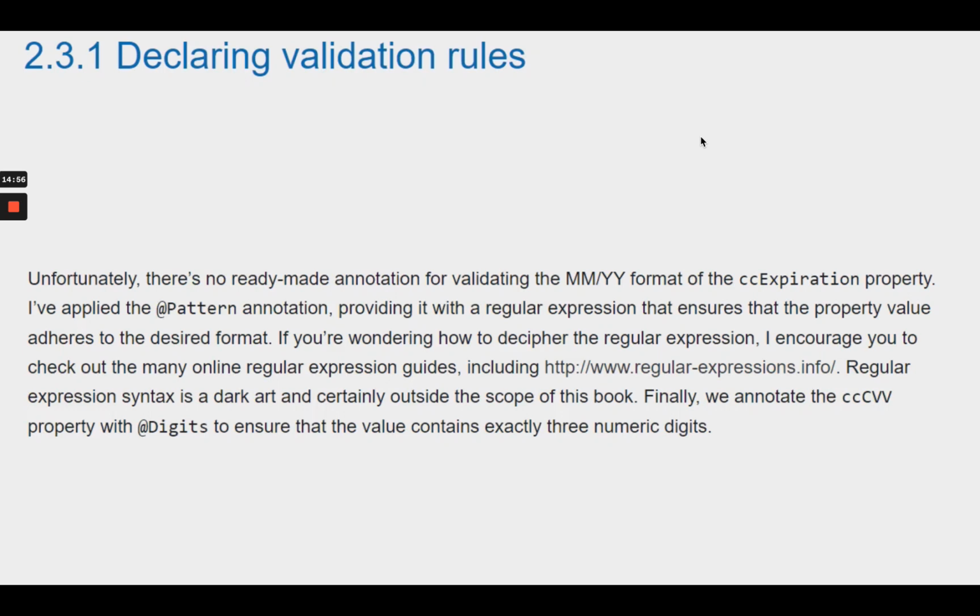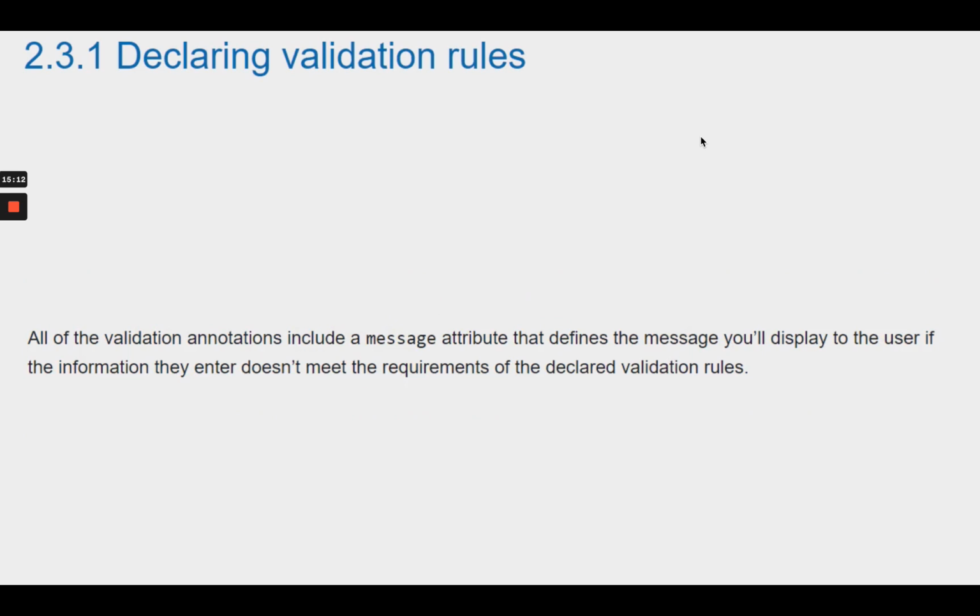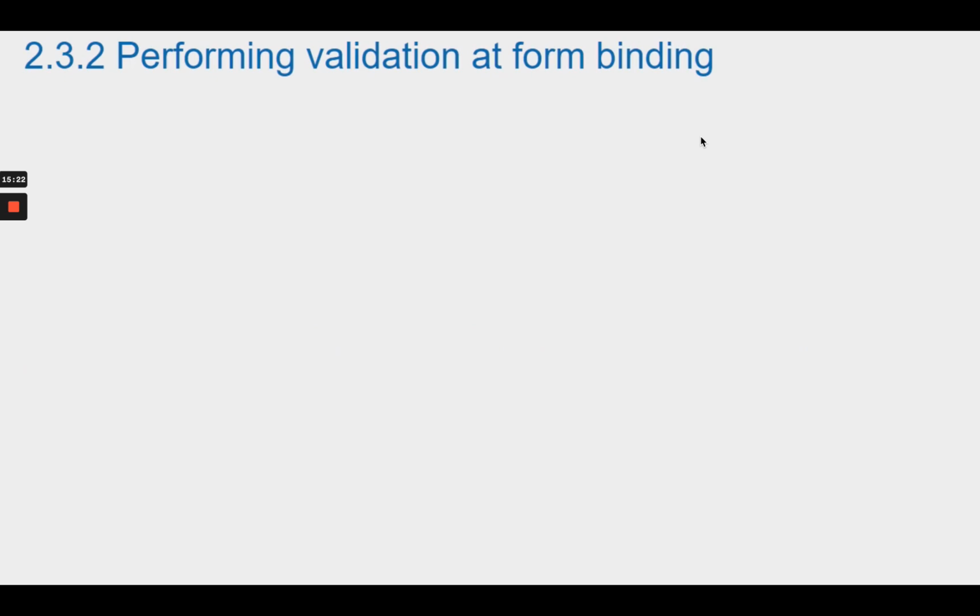including at this link. Regular expression syntax is a dark art and certainly outside the scope of this book. Finally, we annotate the CC/CVV property with @Digits to ensure that the value contains exactly 3 numeric digits. All of the validation annotations include a message attribute that defines the message you'll display to the user if the information they enter doesn't meet the requirements of the declared validation rules.